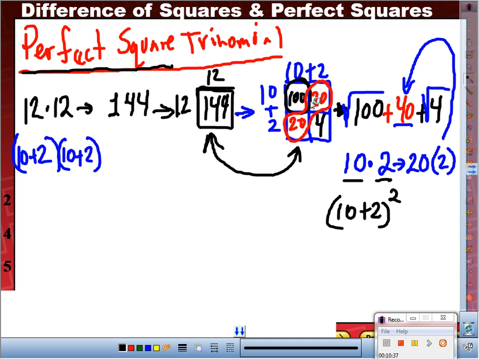From there, we rewrote this area, and all of a sudden we ended up with a trinomial. But it's still a perfect square. That's why it's called a perfect square trinomial. So I said, in order to check if it's a perfect square, we take the square root of the first, the square root of the last, multiply and double that, and if it gives us this middle term, it is a perfect square.